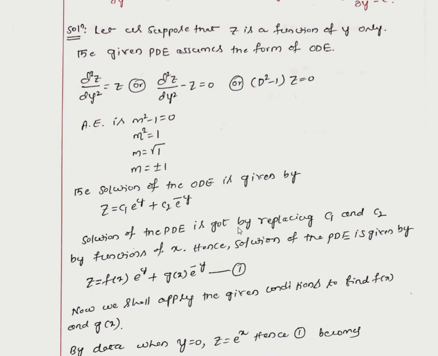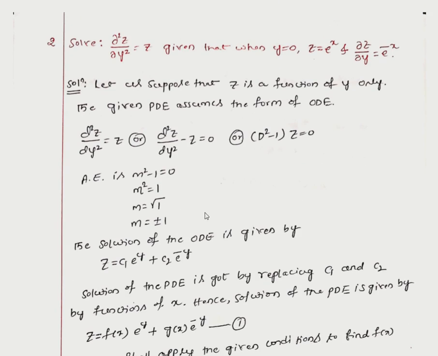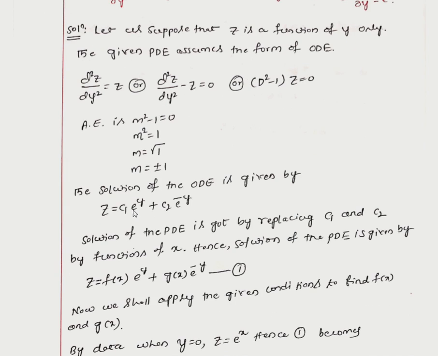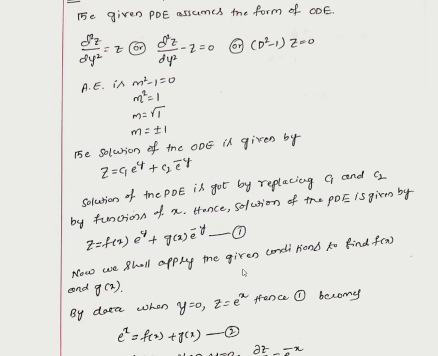And how to get the solution of the PDE is by replacing c1 and c2 by functions of x. Here z is a function of y. What are the constants? Functions of x, reverse. Hence the solution of the PDE is given by z is equal to, we take c1 as f of x and c2 as g of x. Therefore, z is equal to f of x into e power y plus g of x into e power minus y. That is equation 1.